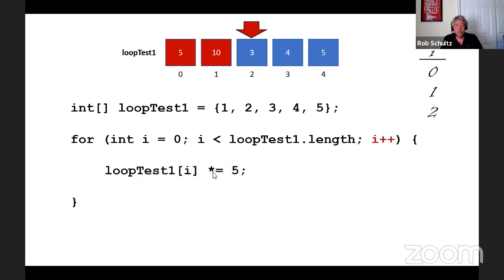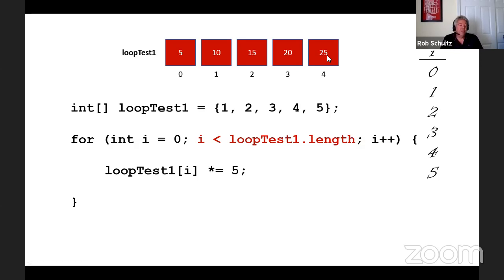We get i equals 2. 2 is less than 5, so we go into the loop. We adjust the value at position 2 by a multiple of 5. We increment our loop control variable again. 3 is less than 5, so we come down into the loop. We adjust the value at position 3 by multiplying it by 5. Our loop control variable becomes 4, and we go into the loop. This process continues until our loop control variable becomes 5. Now 5 is no longer less than loop test 1.length, which means we jump out of the for loop and we've completed what we wanted. We've updated each of the elements by multiplying it by 5.